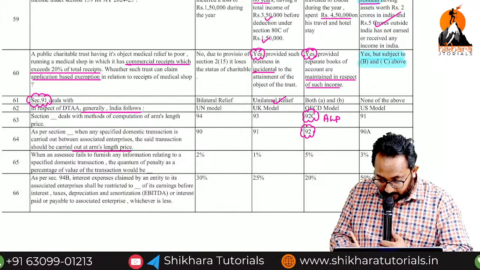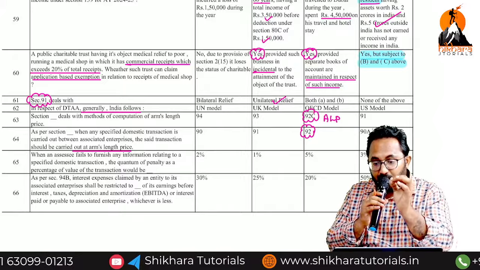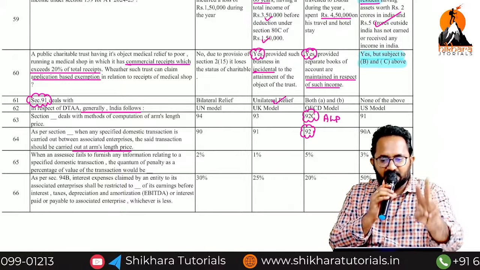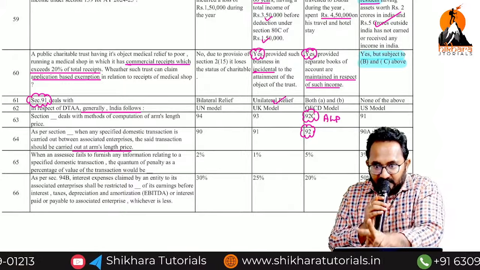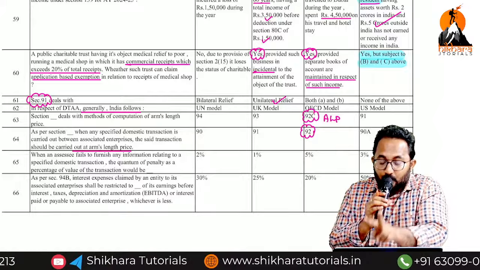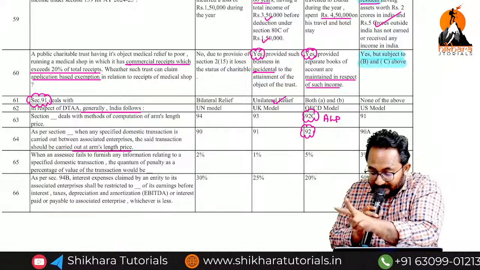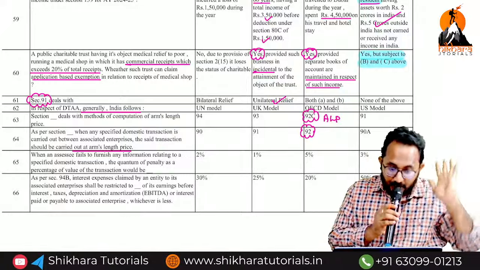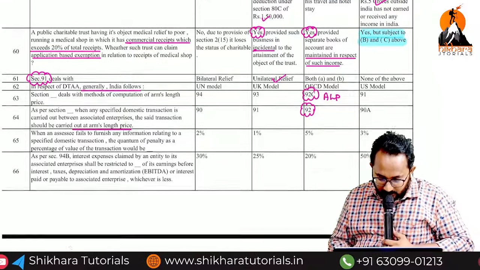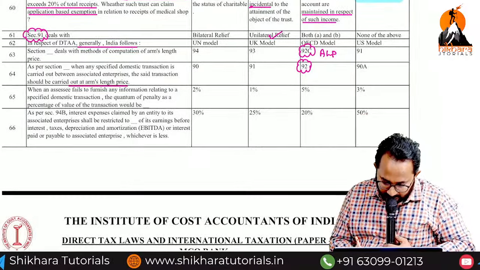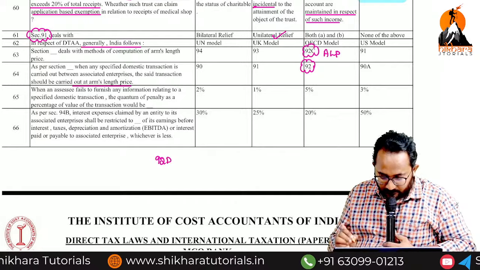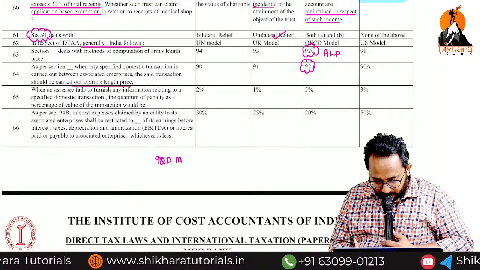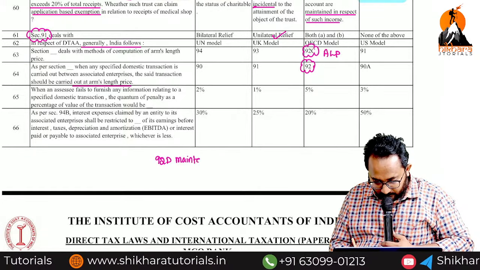out with an arm's length price. That is only section 92. International transactions and specified domestic transactions are required to be carried out at an arm's length price. That content is given in section 92. Now we are going to discuss 92D, maintenance of documents.